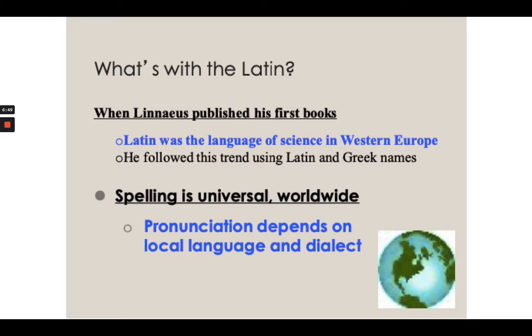Well, Latin was the language of science over in Western Europe, and they tend to follow the tradition of using Latin and Greek names. Spelling is universal and worldwide, but the pronunciation is going to depend on local language and dialect. So I may pronounce it one way, and your other science teacher next year might pronounce it a completely different way.